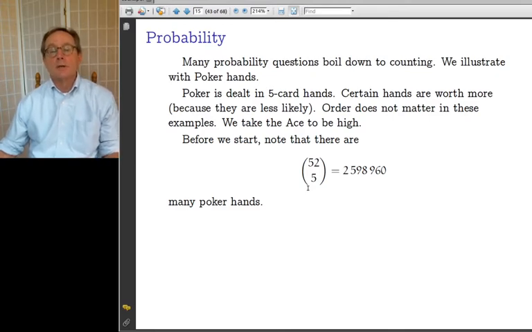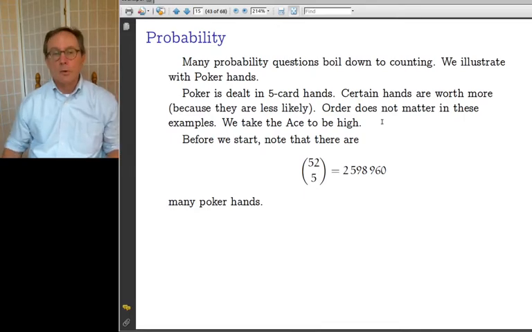You're dealt 5, order doesn't matter. You don't need to know much about poker. Most folks, in my experience, know enough to get by with the counting. Poker is dealt in 5 card hands. Certain hands are worth more basically because they're less likely, and when you're dealt, the order doesn't matter. So we'll take ace to be high. If that doesn't mean anything to you, don't worry about it.